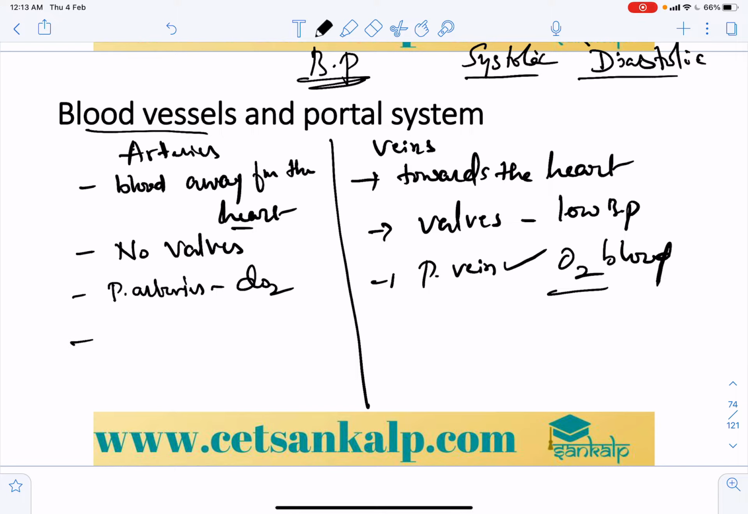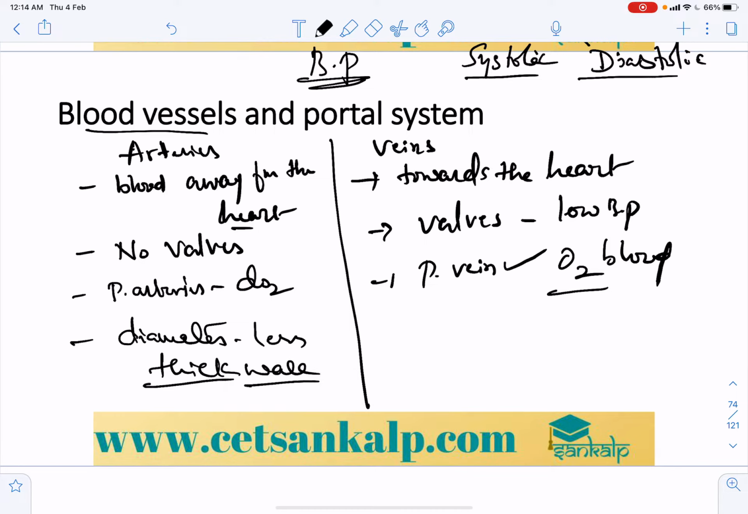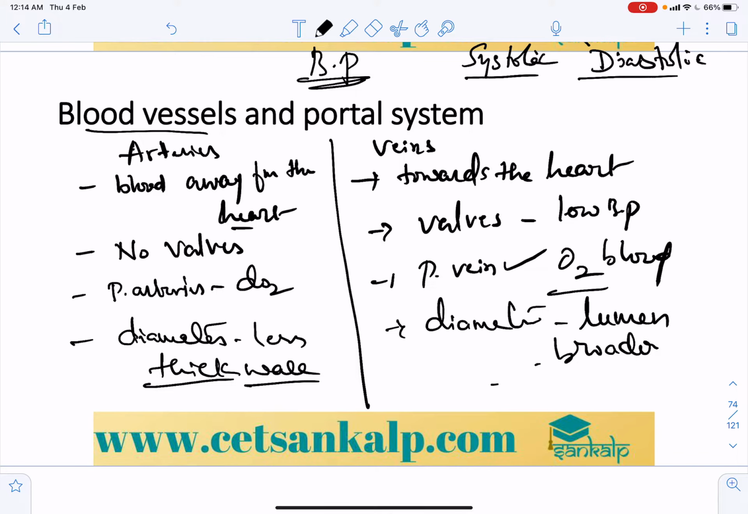Keep in mind that arteries have a narrow lumen diameter and are surrounded by a thick wall, whereas in veins the lumen diameter is broader and the wall is thin compared to the arteries. Now let us take the portal system.